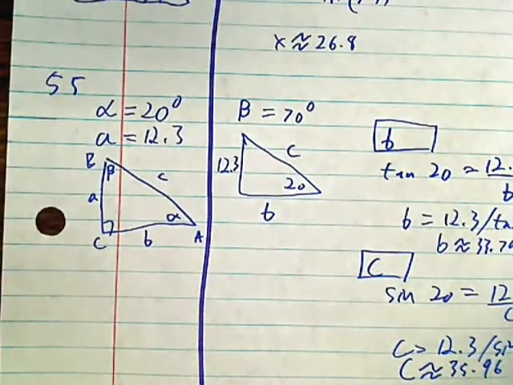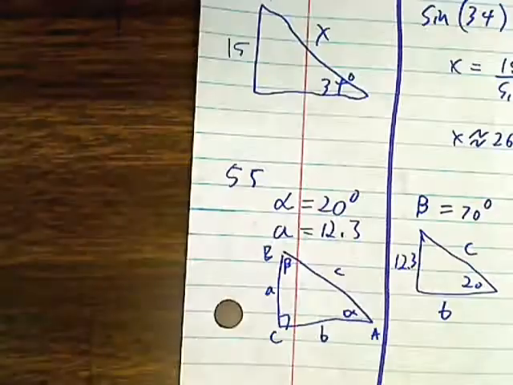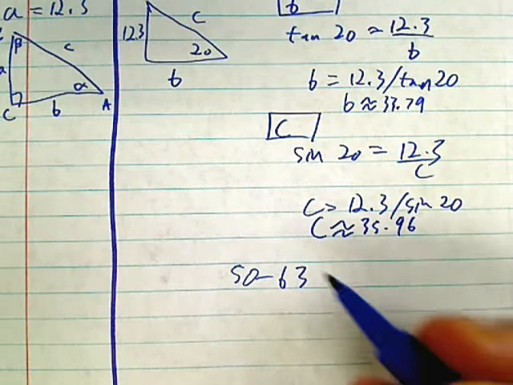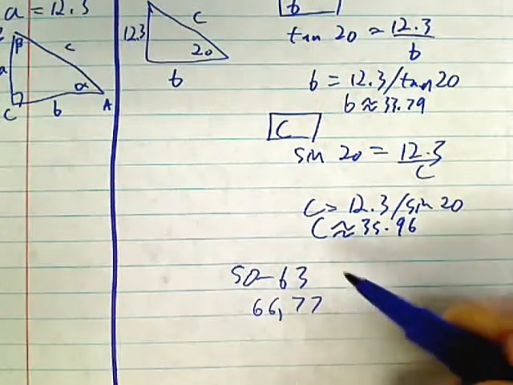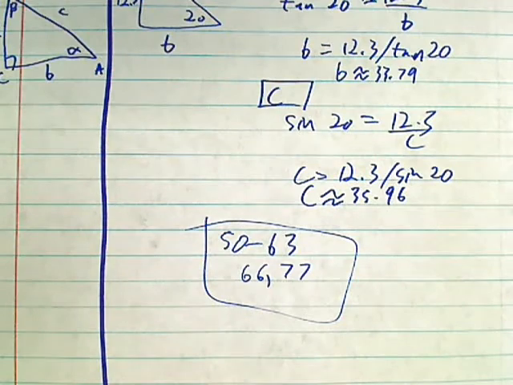Groovy. Your assignment, continue it on this notebook page, 50 through 63, but don't redo 55. We already did that. And 66 and 77. So continue on the same notebook page. We usually do that when we have an additional homework page. And yeah, I guess that's it.